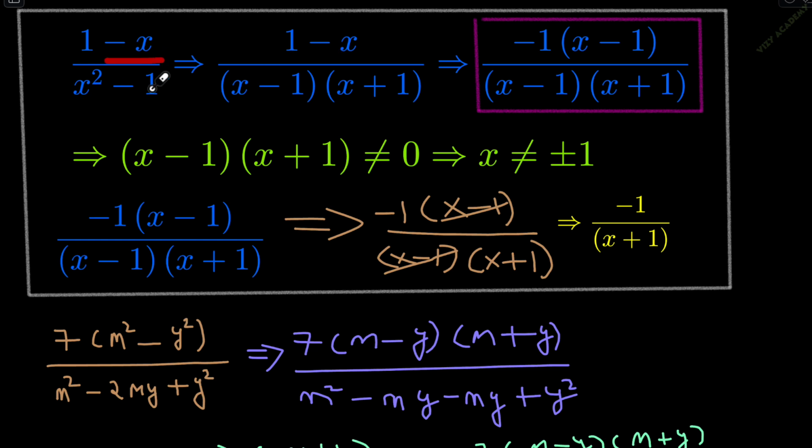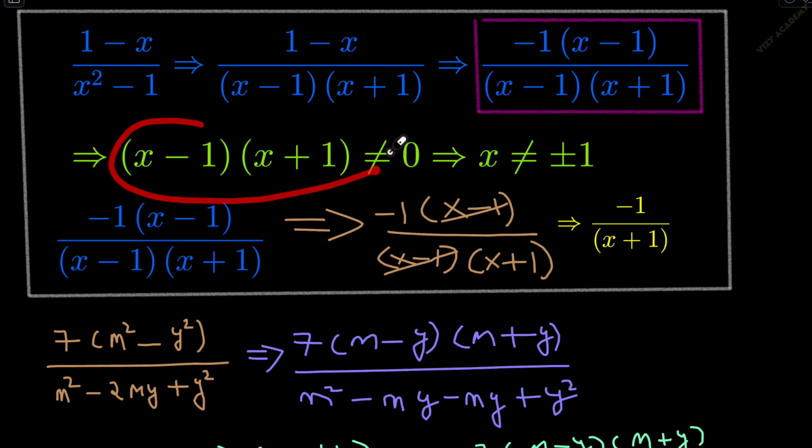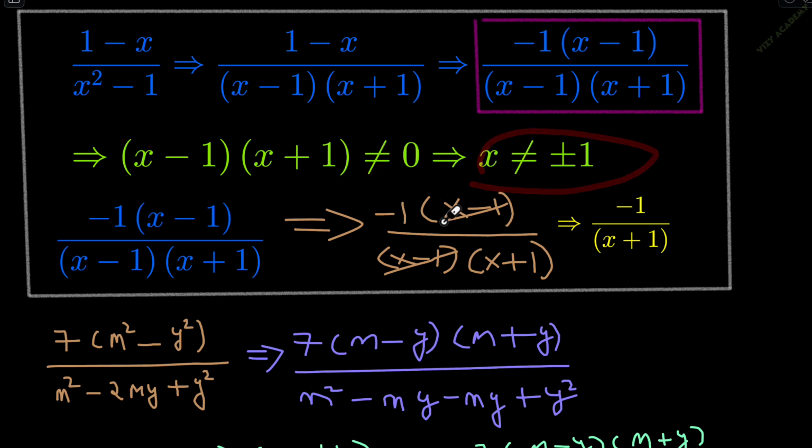So 1 minus x over x square minus 1. Again we will be using the difference of squares formula. So 1 minus x over x minus 1 times x plus 1. Taking negative 1 common, it will become negative of x minus 1 over x minus 1 times x plus 1. But before cancelling out these two terms, let us find the non-permissible value. Putting the denominator equal to 0 because it is factorized, x cannot be equal to plus minus 1, and now we will cancel it out. So we took negative 1 to cancel out the terms. We are left with negative 1 over x plus 1.